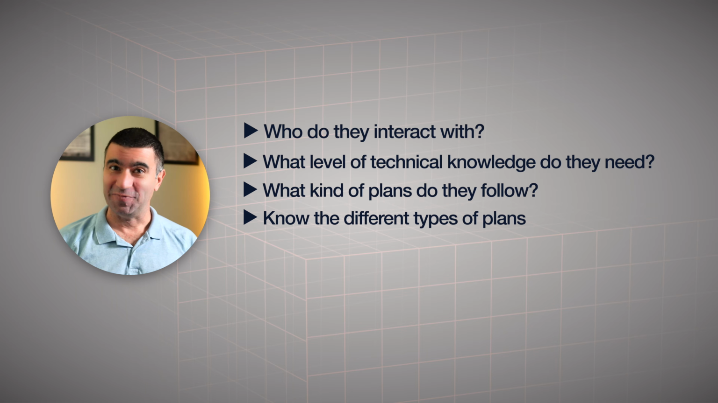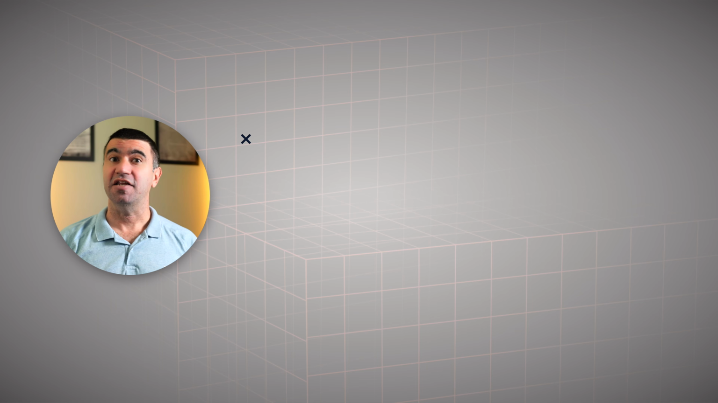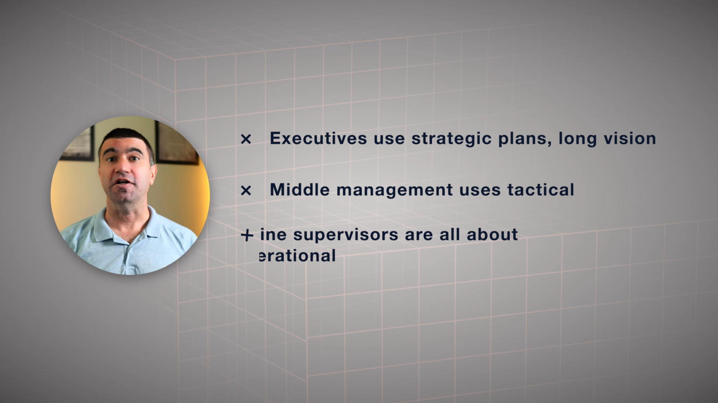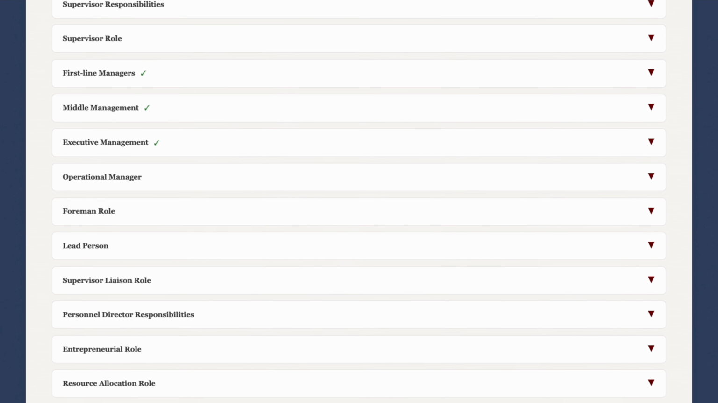Know the different types of plans. Understand the difference between strategic, tactical, operational, and contingency plans. It's not complicated stuff, and those map to the different levels of management about how you would expect. Executives use strategic plans, long vision. Middle management uses tactical, and frontline supervisors are all about the operational. There are a few other types which we cover on the site, but those are the big ones. When setting goals for those plans, know what makes them SMART, S-M-A-R-T.